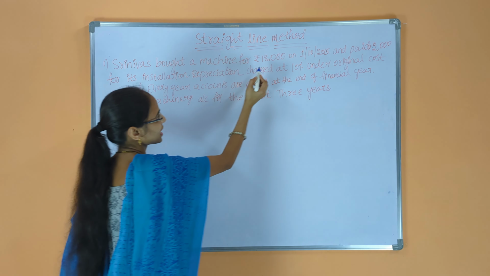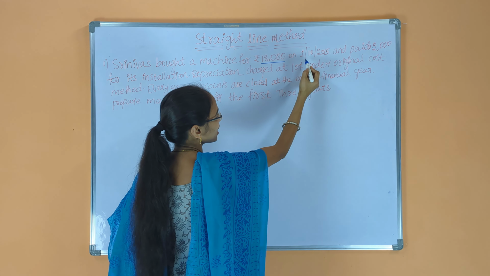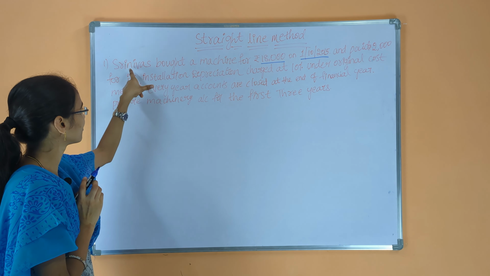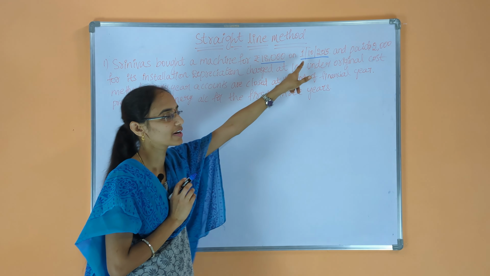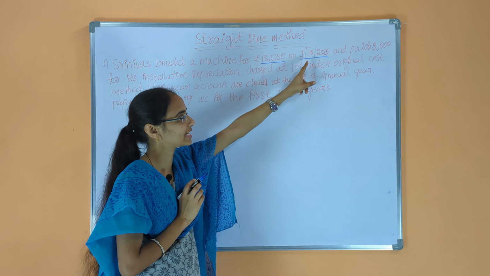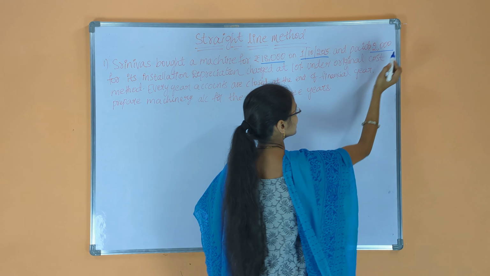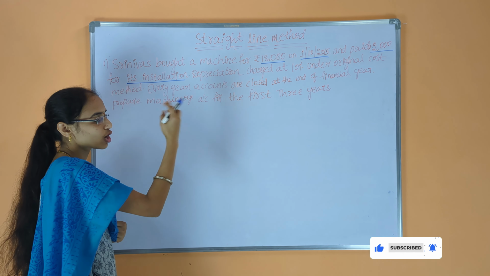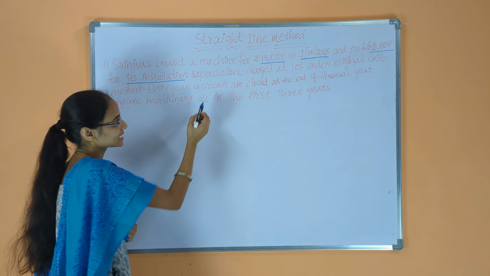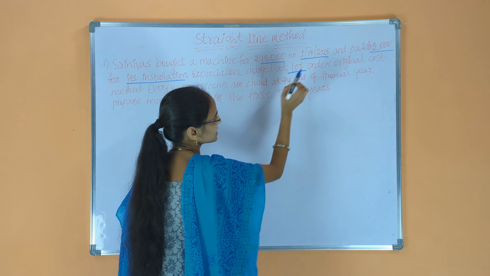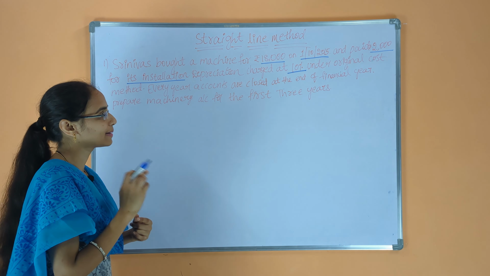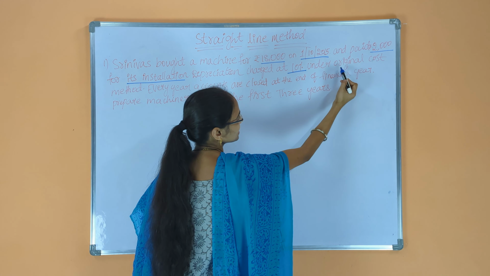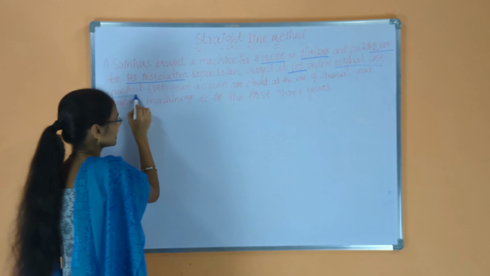Srinivas bought a machine for rupees 18,000 on 1st October 2015. This is the first point. Srinivas bought the machinery on 1st October 2015, and next paid rupees 2,000 for its installation. For the installation, how much was paid? 2,000. Next, depreciation is charged at 10%. In this problem, they have given percentages. How much is the percentage? 10%, under which method? Original cost method.